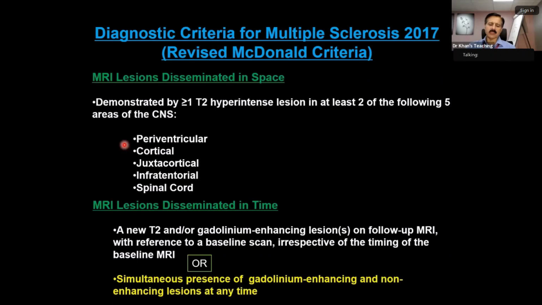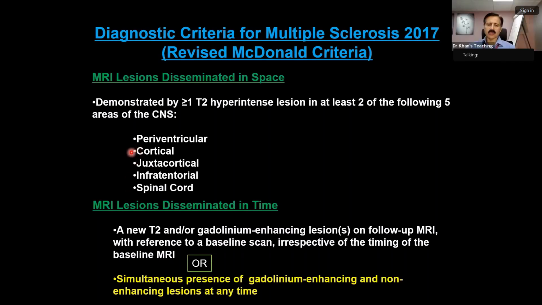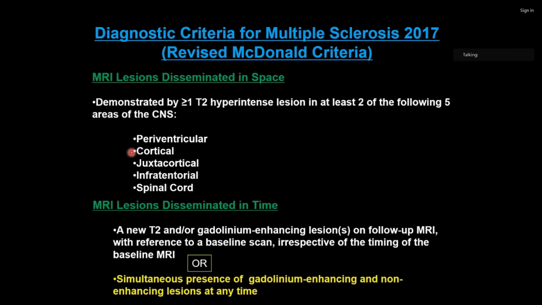So periventricular region, cortical. I'll come back to this point, cortex. Juxtacortical means subcortical. Infratentorial means somewhere in the midbrain, in the brainstem or the cerebellum, and spinal cord. This is very interesting, cortical. People don't realize that it's a white matter disease, but please remember it also can involve the gray matter.